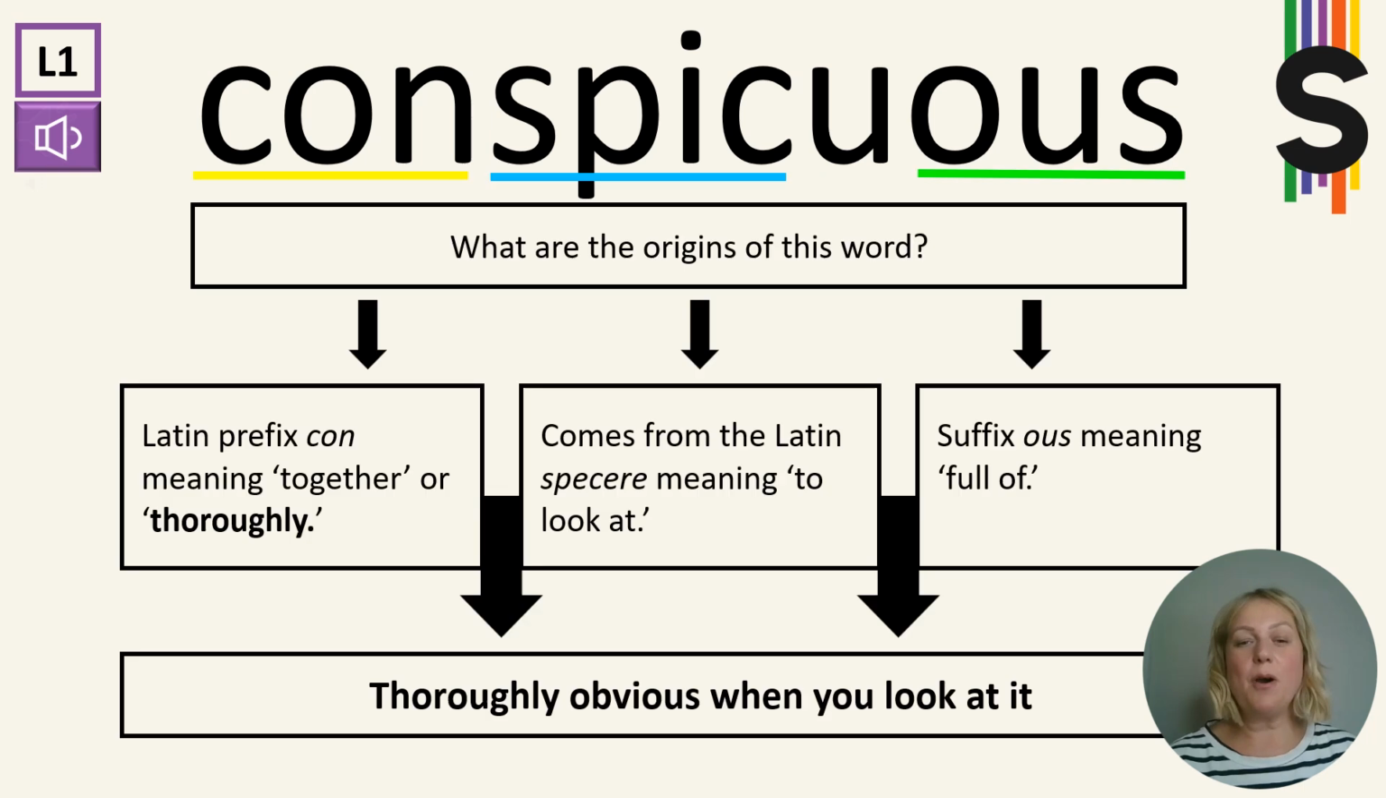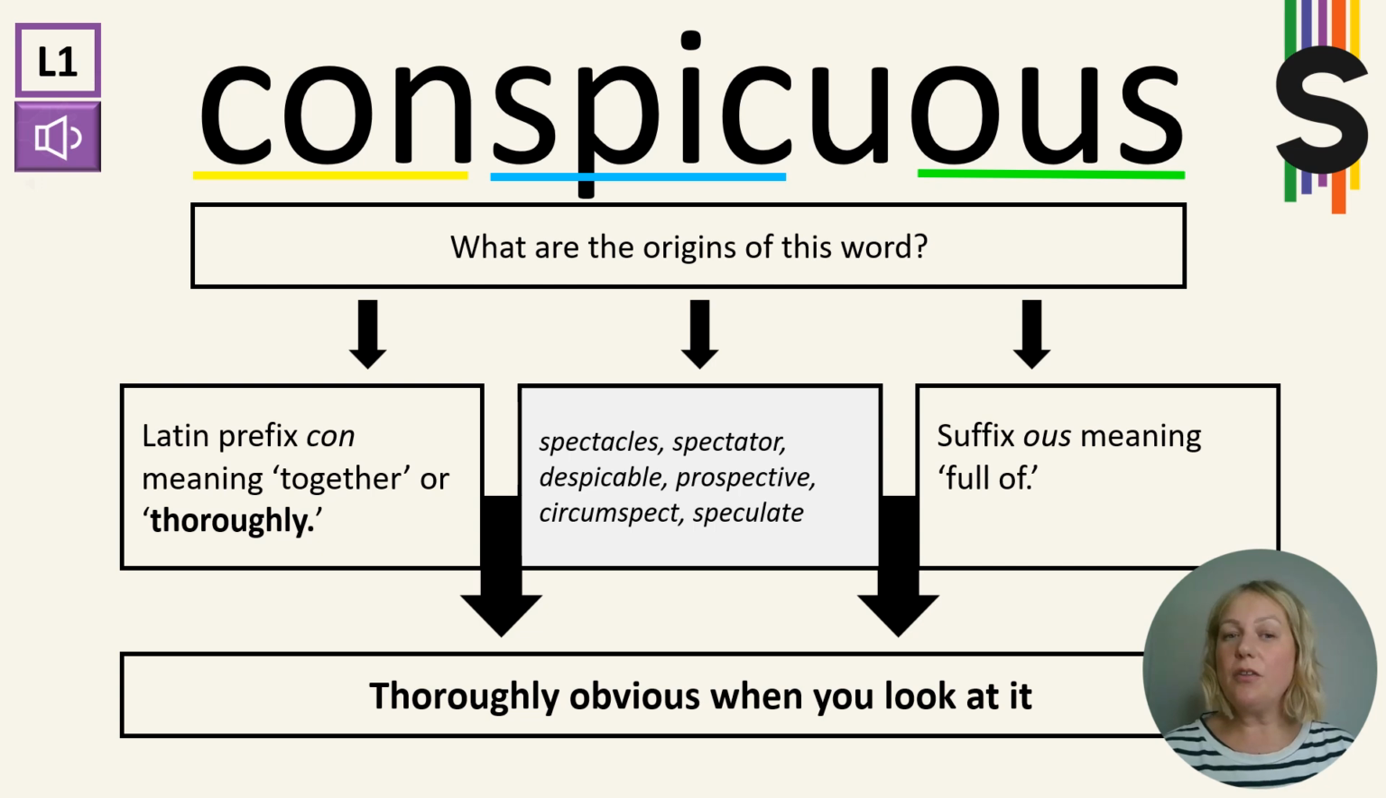Then we use morphemic analysis to really explore in depth this word. So we've got the prefix con, meaning thoroughly. We've got the Latin specere, meaning to look at, and the suffix us, meaning full of. So we're exploring the different parts in these words.